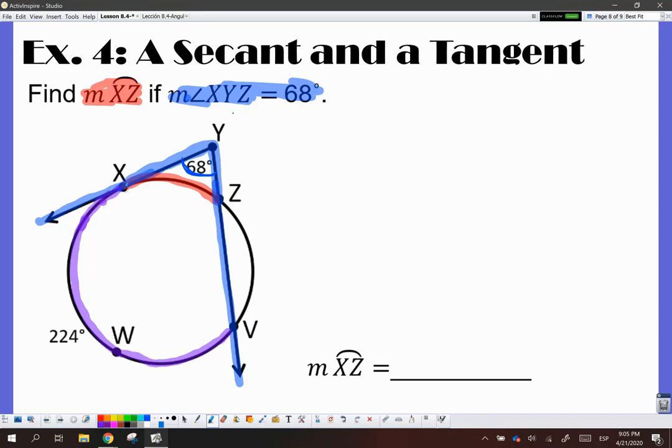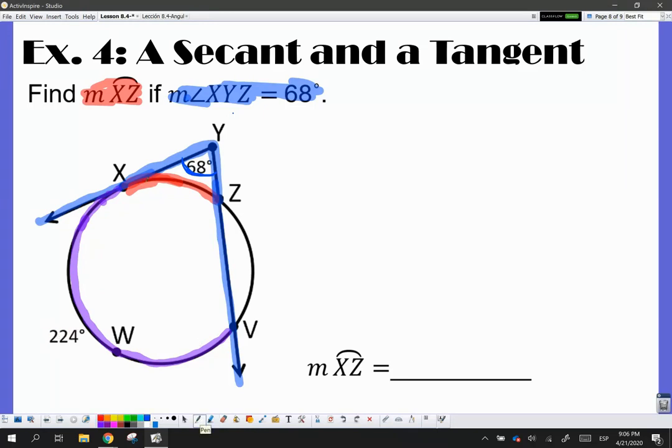At that intersection point X is where my two arcs are separated. I have the purple one going this way and the red one going that way. So with tangents, that one intersecting point tells you where those arcs are going to separate. Keep that in mind. Now I have my two arcs, and I see that the second arc, arc XWV, because it is a major arc, is 224 degrees.